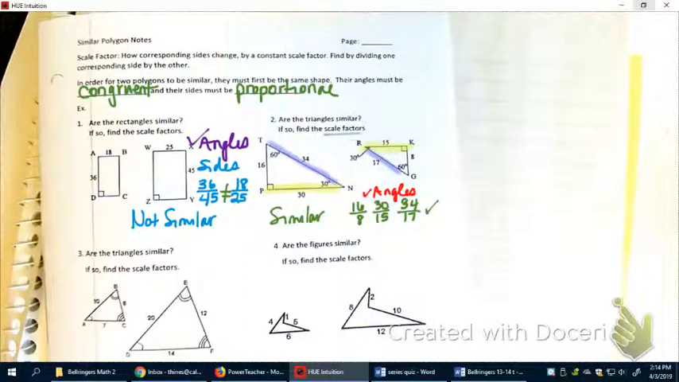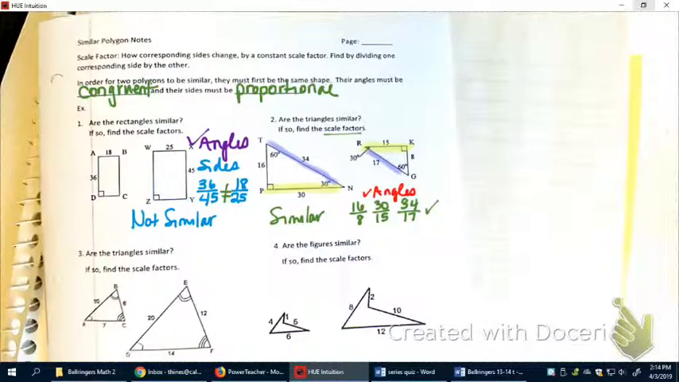This question says find the scale factor. I'm not asking you necessarily to do that every time, but the scale factor is what you get when you divide. So in this case, it would be 2 or 1/2 if you did it the other way. Okay? Any questions about number 2? All right, let's look at number 3.